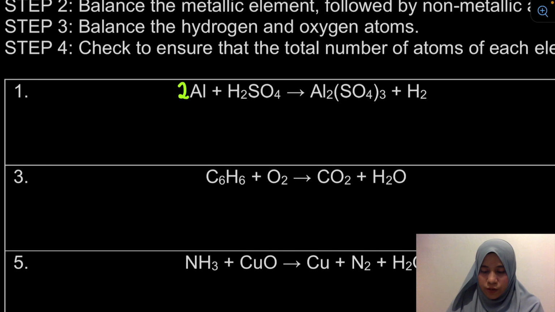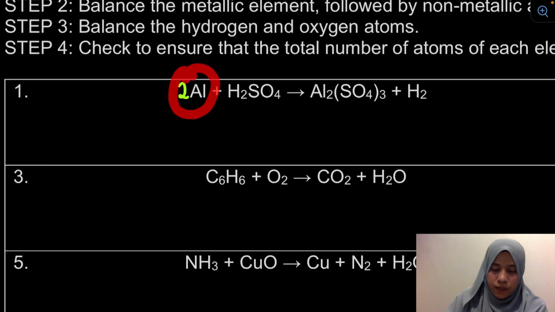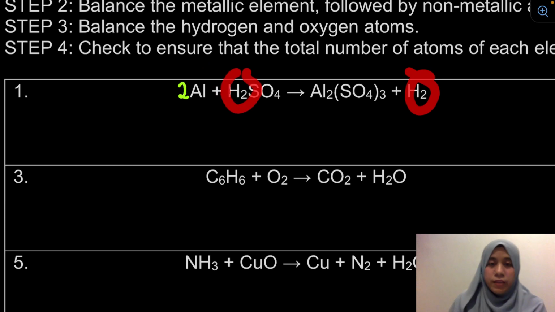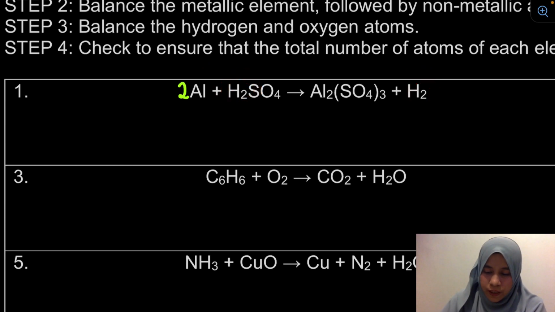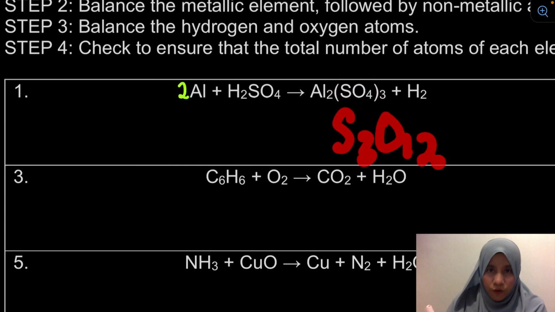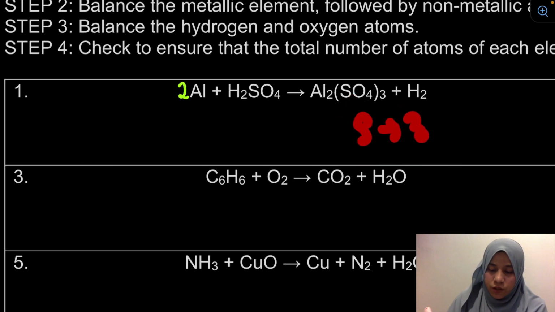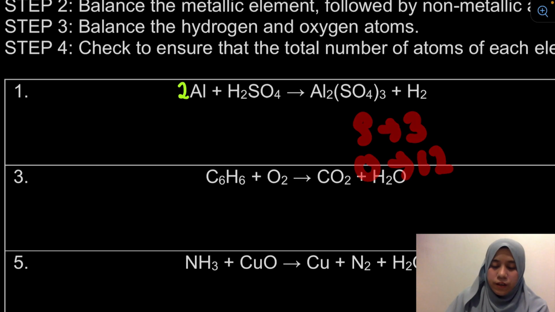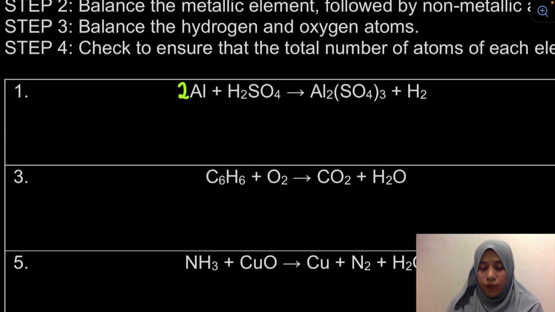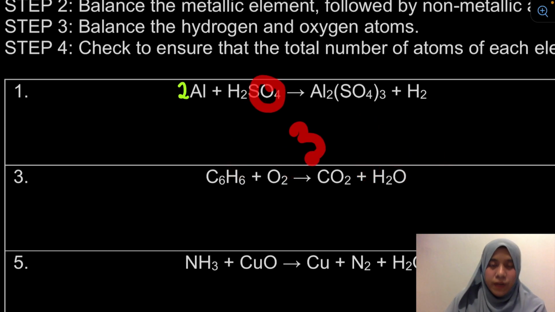Okay, so sekarang let's check pula here. So aluminium sudah. H2 nampak balance dua-dua. Tapi SO4. So SO4 on the product side ni (SO4)3, maknanya dia ada dalam bracket kan. So it means actually S3O12, because we're going to multiply S1 times 3, and O4 times 3 is 12. So maknanya dekat sini S kita ada 3, O kita ada 12. But on the reactant side S kita only got 1, O kita got 4.